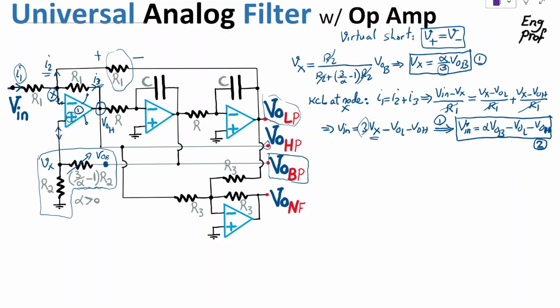Now, the next step is a very simple step. I'm going to relate this node, which is, as you can see, Vout bandpass. So I am going to just indicate that.